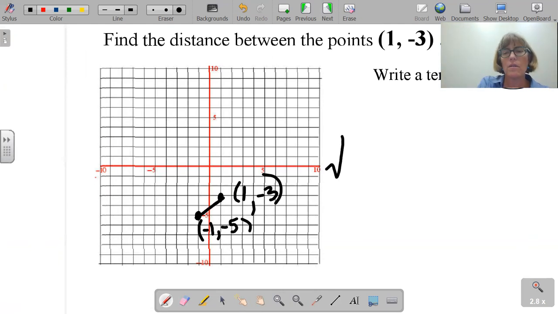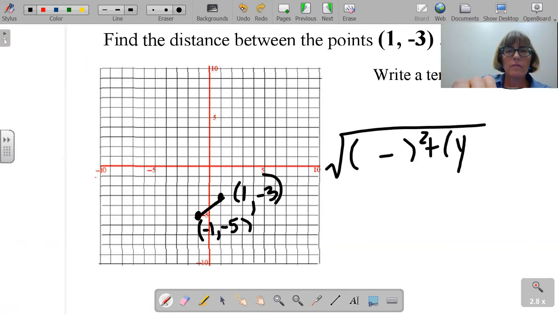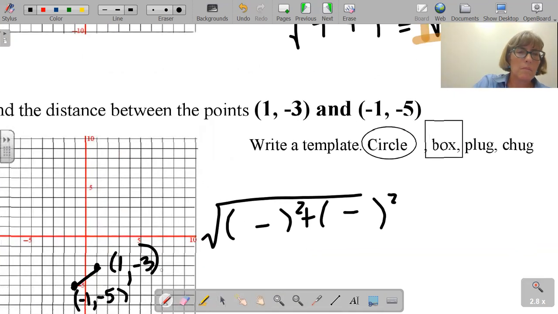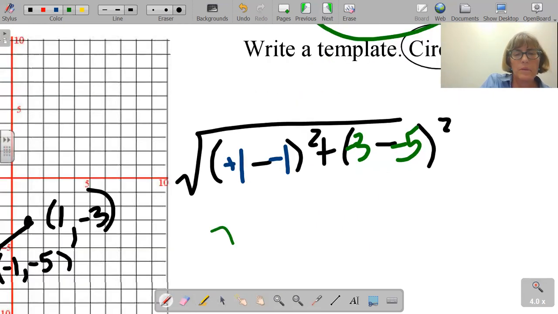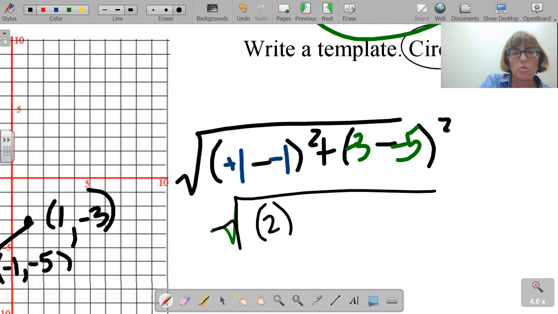To find that distance, you should have had a template. Y minus y. Positive 1 minus negative 1. X minus x. Double negative makes a positive, so this is 2 squared. Negative 3, that's plus 5.